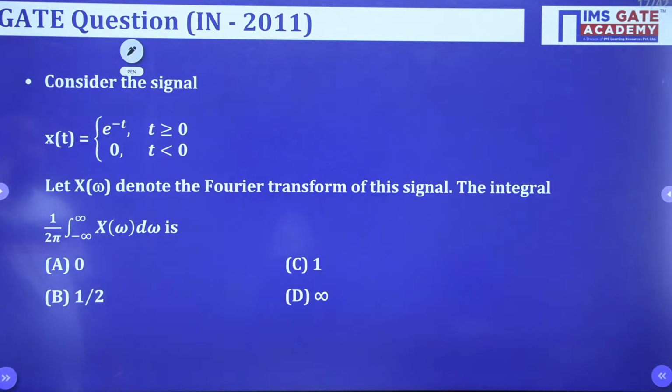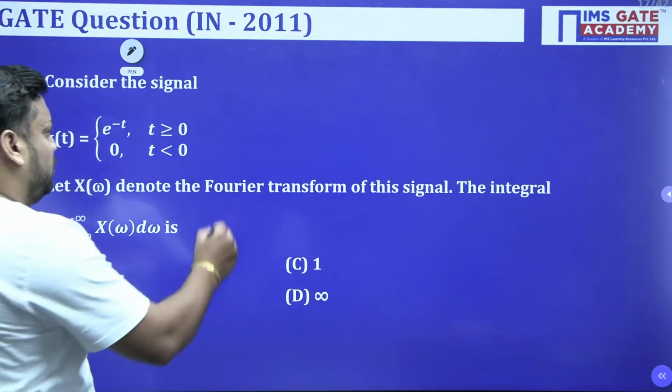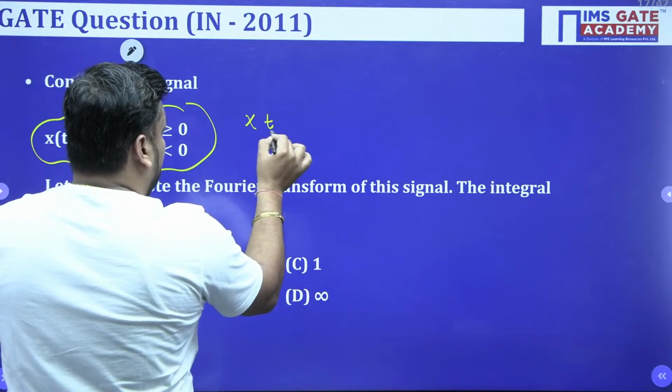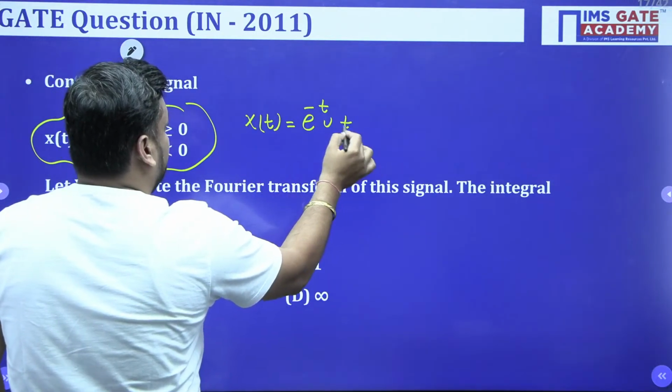Chaliye, consider the signal x(t) equal to e to the power minus t for t greater than or equal to 0, and 0 when t is less than 0. So in this functional representation of x(t), I can also write x(t) is nothing but e to the power minus t times u(t). Yes or no, guys?